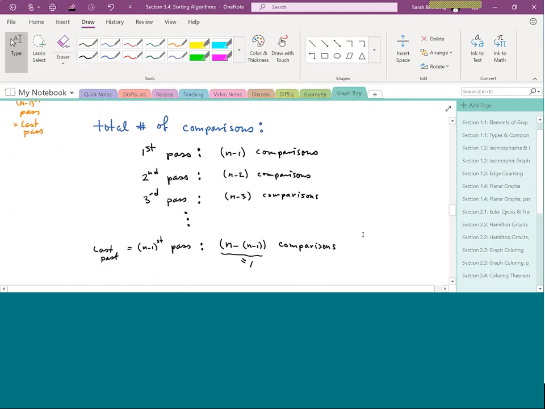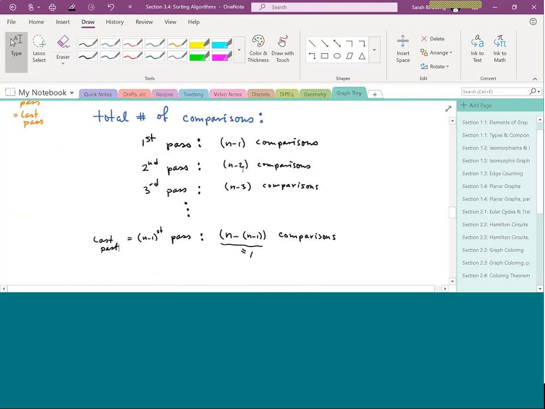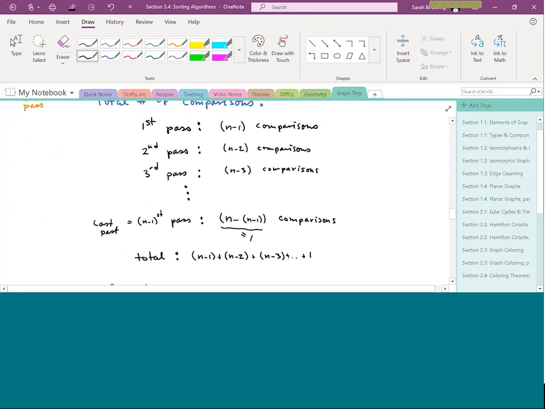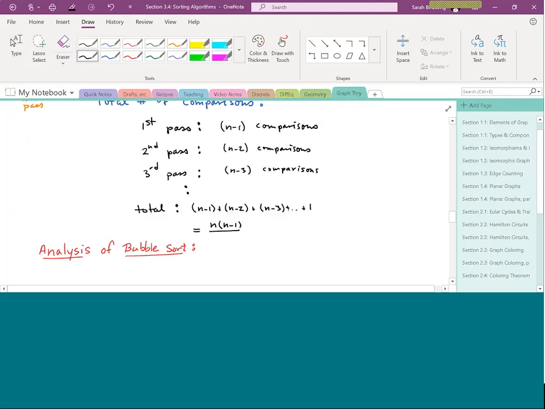Okay. So to get the total number of comparisons, we're just going to add all of that up. So this is now the total. This would be n minus 1 plus n minus 2 plus n minus 3 dot dot dot plus 1. And it turns out that if you actually add that all up, that is exactly n times n minus 1 all over 2.